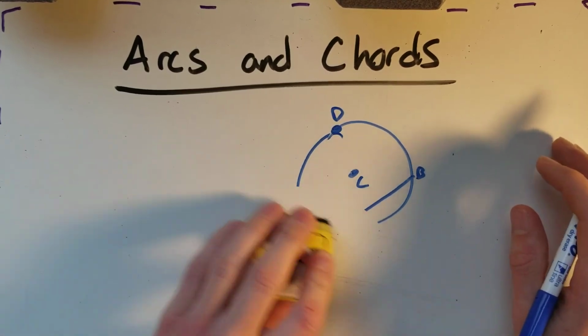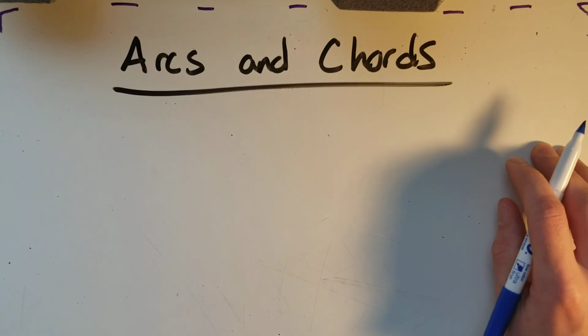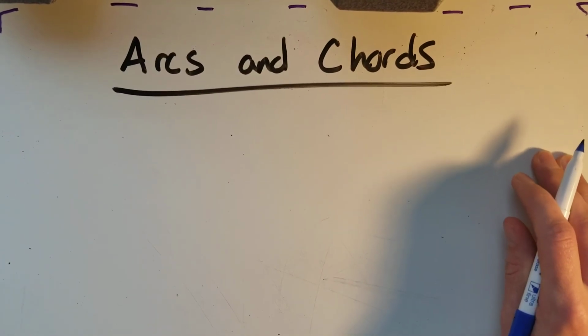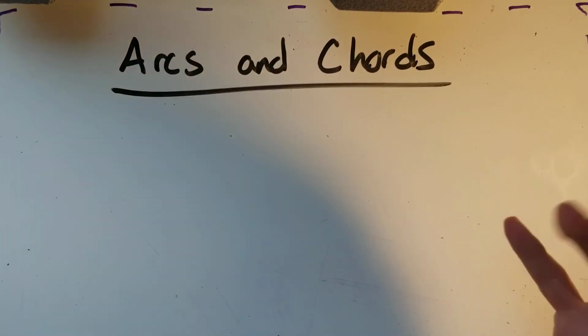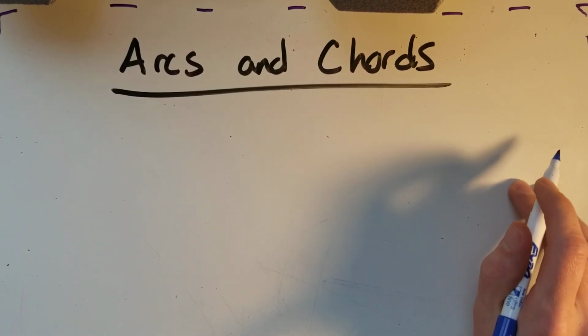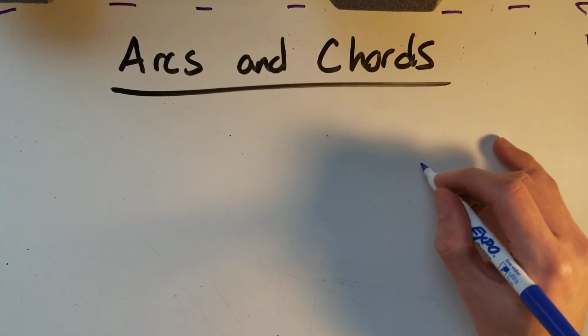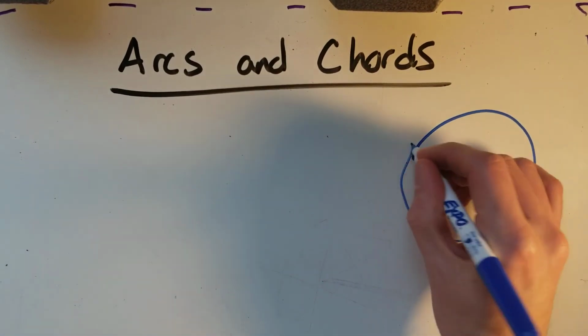Okay, so the first theorem we're going to look at, and if you're using your book to follow along, this is page 715. Our first theorem states that in the same circle or in congruent circles, two minor arcs are congruent if and only if their corresponding chords are congruent. An example we have looks like this.